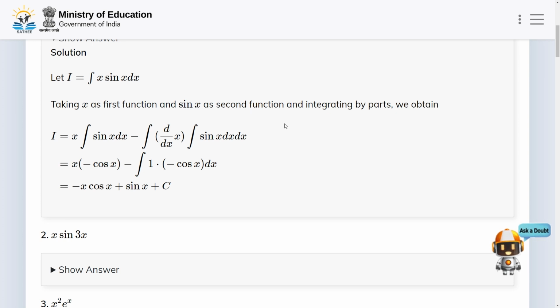Then what will happen? Quite simple. According to the rule, the first function remains as it is, times the integration of the second function, minus the integration of the derivative of the first function times the integration of the second function. This is just minus x cos x minus, this will be 1, this will be minus cos x, this becomes plus cos x, and now the integration of cos x is sin x. So minus x cos x plus sin x plus c will be your answer.